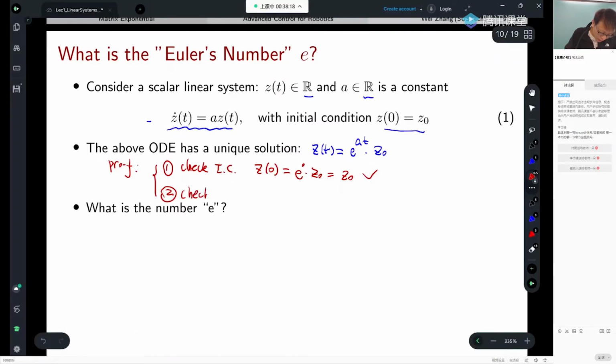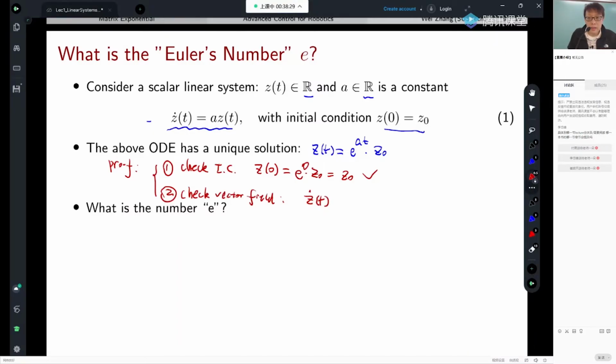The second one is check the vector field. Vector field is Z dot. Okay, Z dot. If you plug in this expression, Z dot equal to what? E to the AT. This one is a constant, right? So it's thus A times E to the AT times Z0. Is that true?